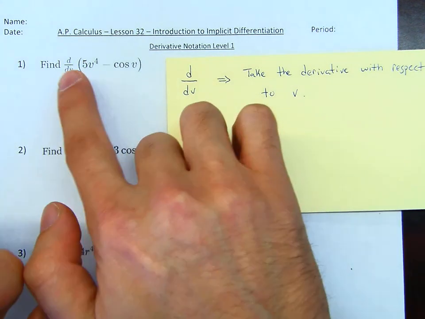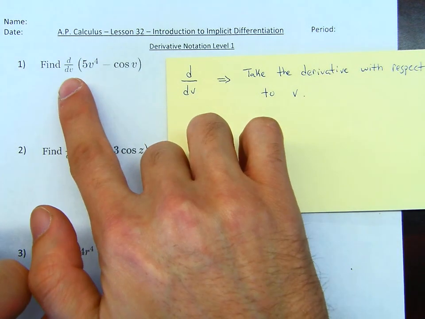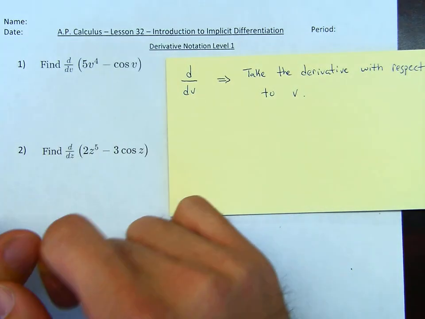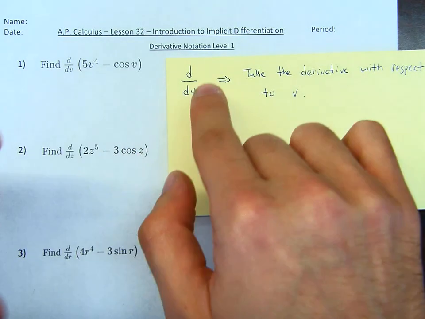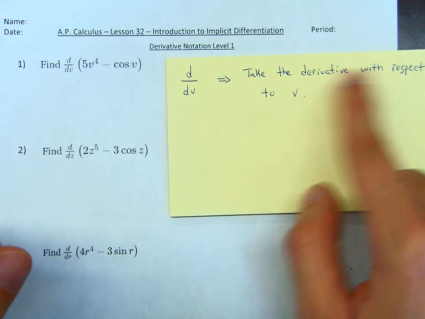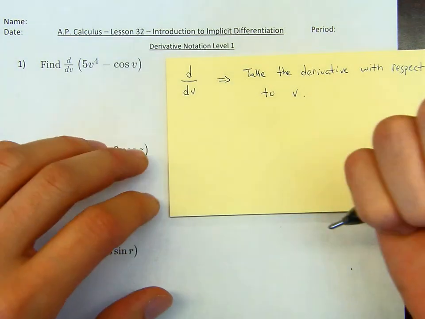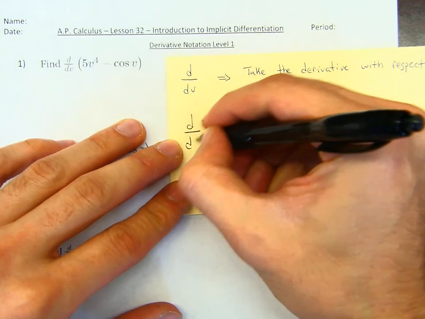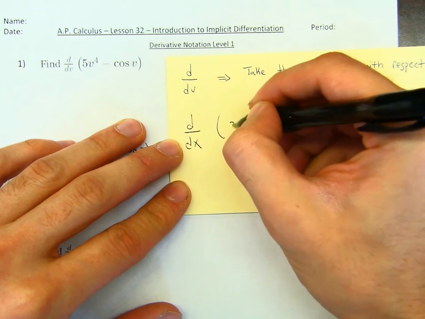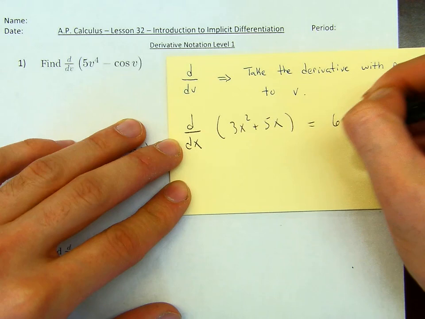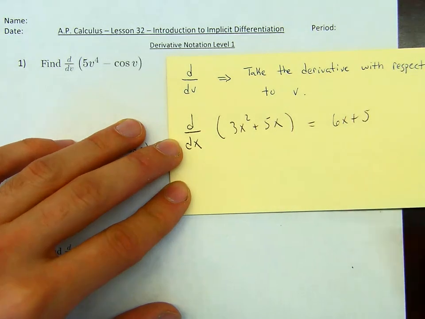Here it says find d dv of 5v squared minus cosine v. And when you see d dv, you're just taking the derivative with respect to v. So just think of it like x. Like if I say, what is d dx of, let's say, 3x squared plus 5x, this is just equal to 6x plus 5, right? Easy money.